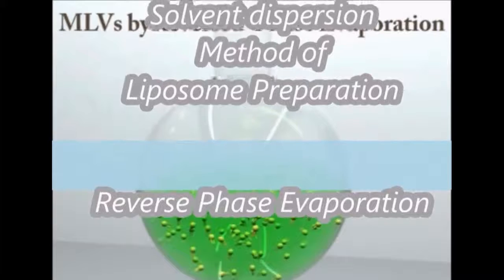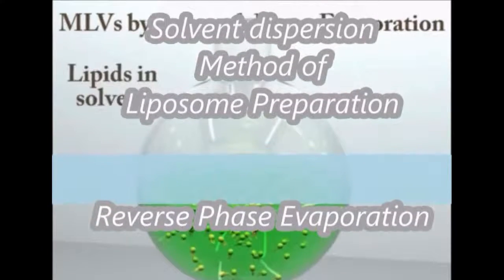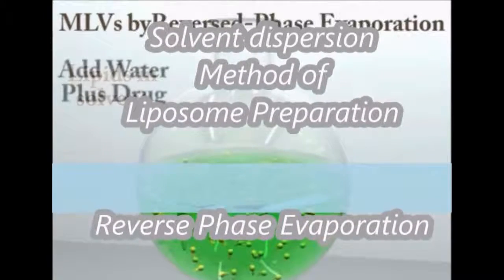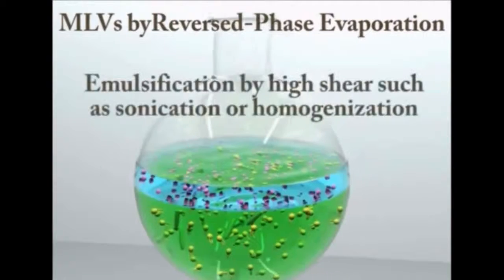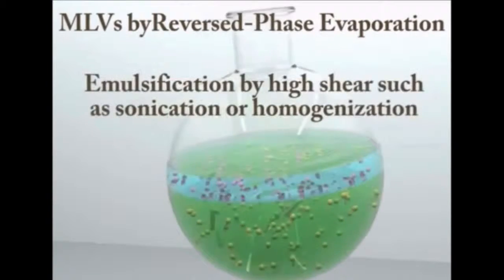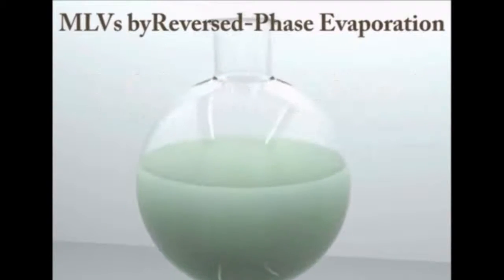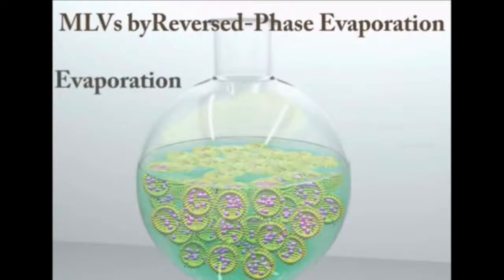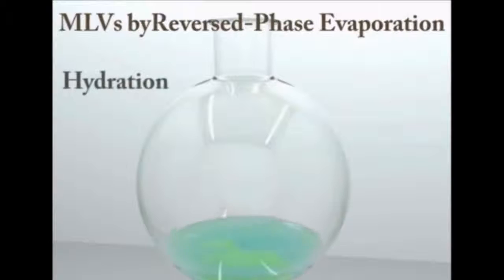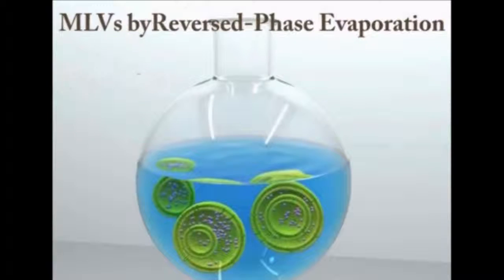The thin film method is limited to laboratory scale, while reverse phase evaporation can be used to produce milliliters up to thousands of liters of liposomes. Lipid is dissolved in organic solvent along with any lipid-soluble components. The aqueous compound is added to the lipid solution. This biphasic mixture is then emulsified by some form of high shear mixing.